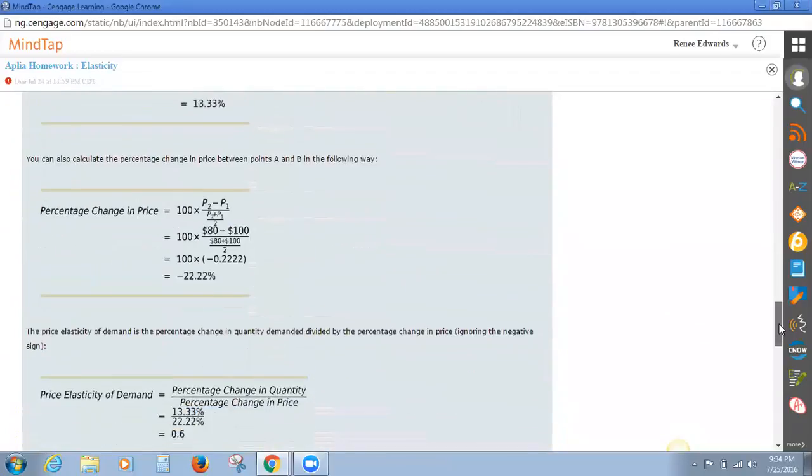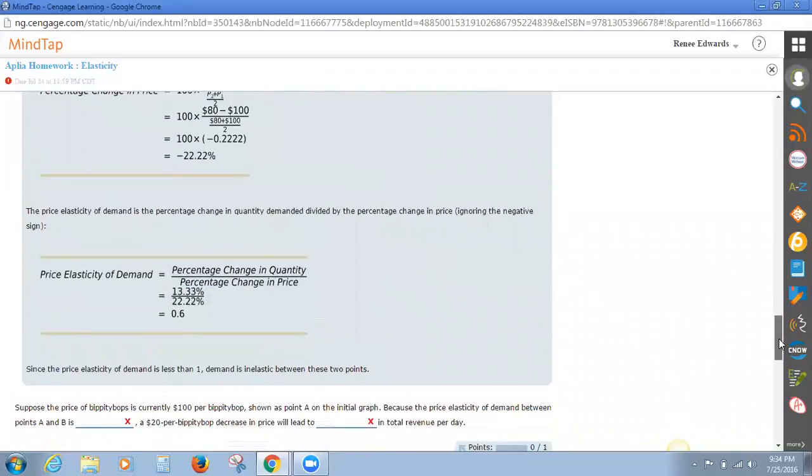When we divide 13.33 by 22.22, we end up with a price elasticity of 0.6, right? Because that price elasticity of demand is less than 1, we would say that this is inelastic. Inelastic demand basically looks like an I, or closer to a vertical line as opposed to a horizontal line.